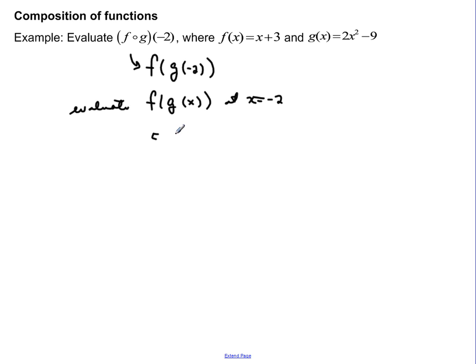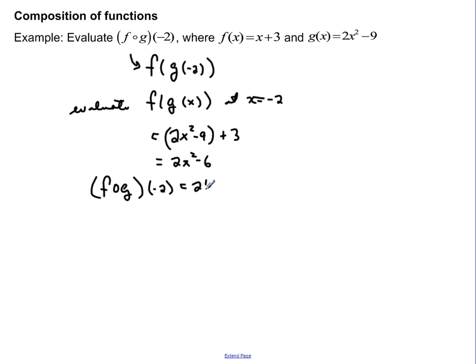So anywhere we see x in the expression f of x, we're going to replace it with the expression from g of x, 2x squared minus 9. So we'll have 2x squared minus 9 plus 3, which we'll rewrite as 2x squared minus 6. And we're going to evaluate that now at negative 2. So we're going to find f of g of negative 2 to be equal to 2 times negative 2 quantity squared minus 6. That is to say 8 minus 6, or positive 2.